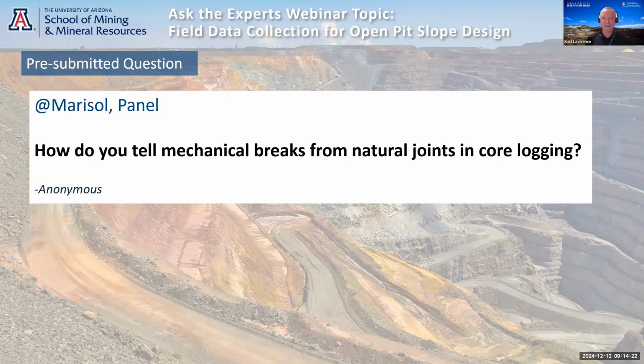Yeah, I was just going to add, to tie it to some of the future trends we see, and I'm sure John can comment on this as well, this is one of the most challenging things when dealing with machine learning and automated logging: how can you tell the difference between mechanical breaks and natural joints? It's just as hard for a machine to tell that as it is for a human. So it doesn't get much better, and it's one of the bigger challenges from the machine learning side of things.